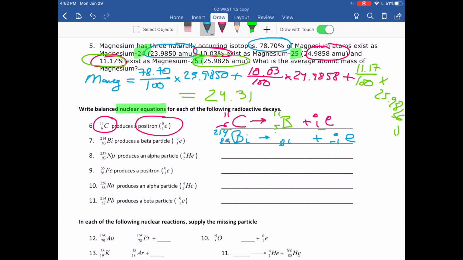84. So now I go to the periodic table, and I find that polonium has an atomic number of 84. So now I have to find its mass number. So what number plus 0 is 214? 214.